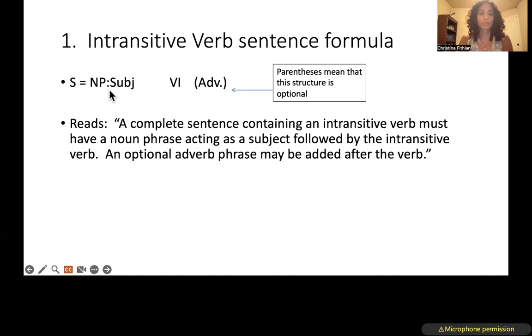So this formula that you see is going to read like this. A complete sentence containing an intransitive verb must have a noun phrase acting as a subject, followed by the intransitive verb. An optional adverb phrase may be added after the verb. So let's look at each one of these again, okay? A complete sentence containing an intransitive verb must have a noun phrase acting as a subject, followed by the intransitive verb, and an optional adverb phrase may be added after the verb. So that's what we see here in this formula. Once again, those parentheses mean that the structure is optional.